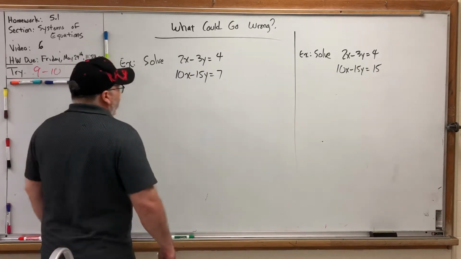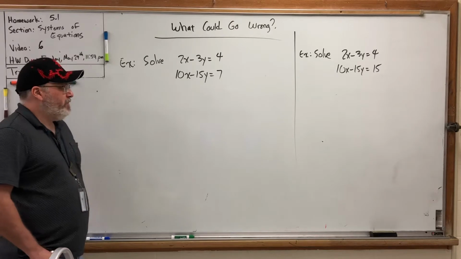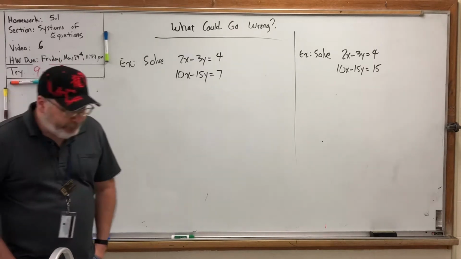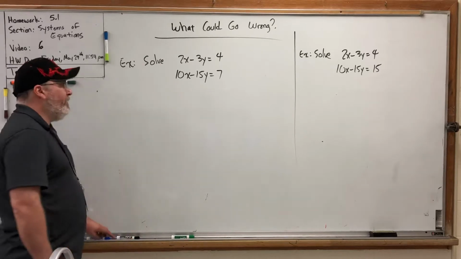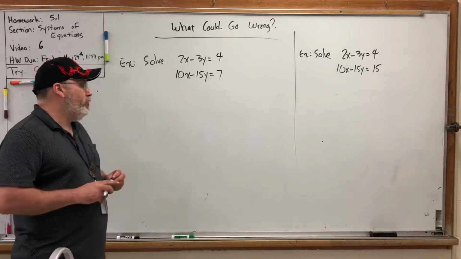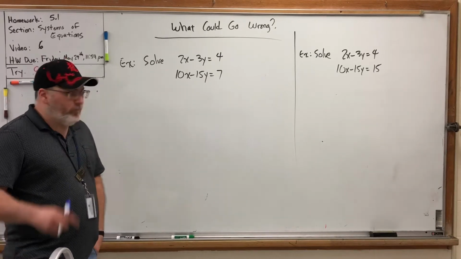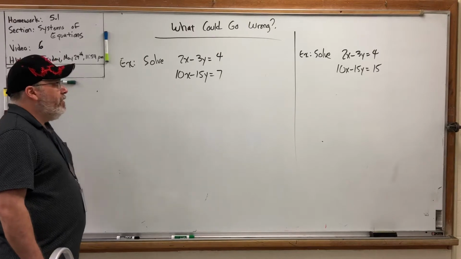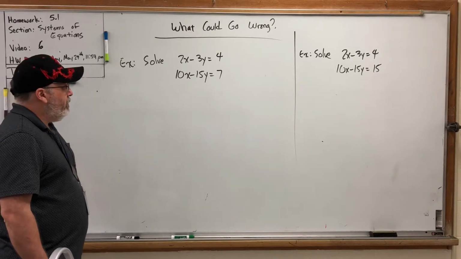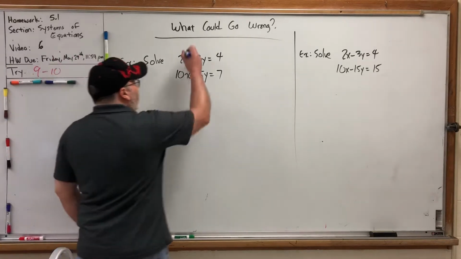For example, let's say I ask you to solve 2x minus 3y equals 4 and 10x minus 15y equals 7. I would solve this one using addition. For substitution, you would have to solve for one variable, but that will create fractions no matter my choice. So let's attack this one using addition, and let's pick a variable to eliminate. For example, let's say we choose to eliminate the x's.